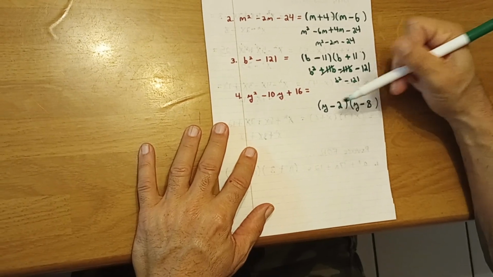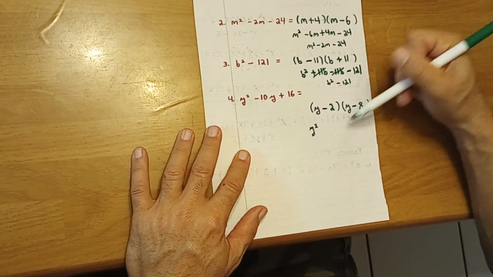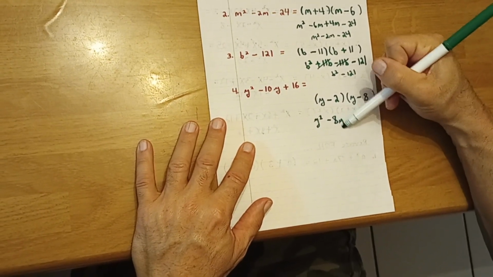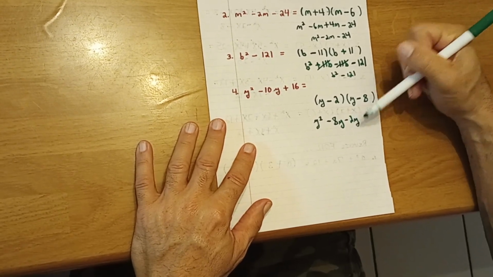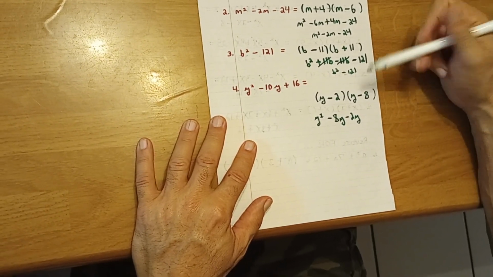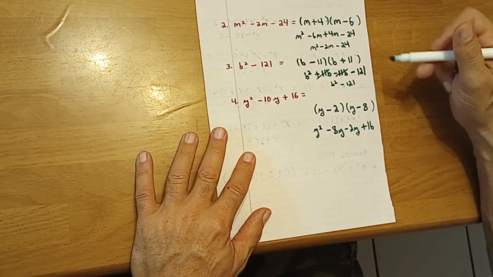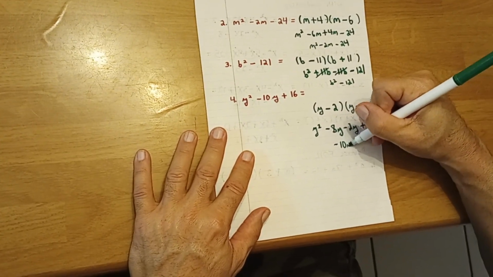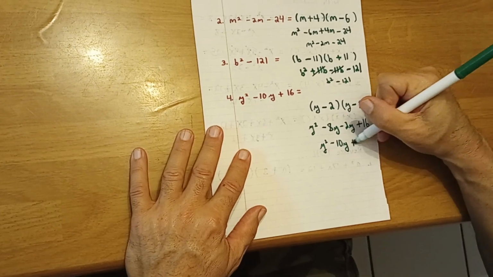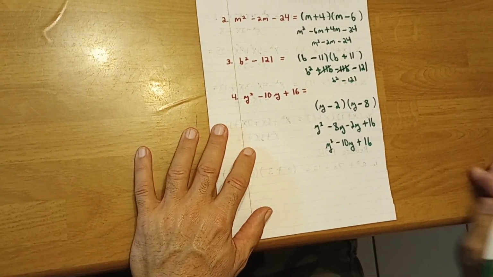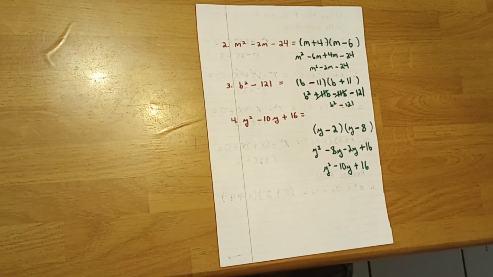So we get y times y is y squared. Outside, y times negative 8 is negative 8y. Inside, negative 2 times y is negative 2y. And last, negative 2 times negative 8 is positive 16. We combine our outside and inside terms and we get negative 10y. And we're left with y squared minus 10y plus 16. And there we go. So I hope you found this lesson on foiling and reverse foiling beneficial.